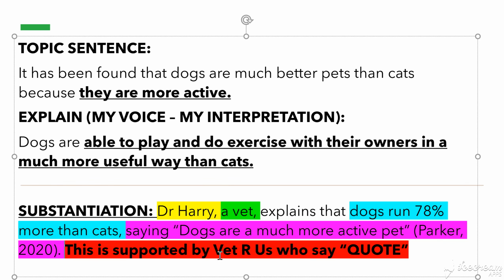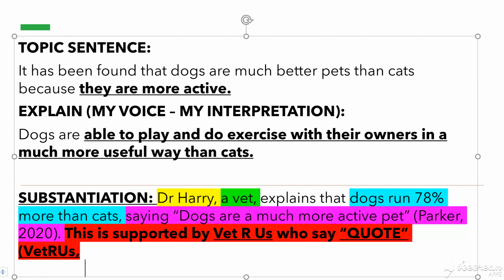So now I have a second resource, and I would have a quote from them, and I would have brackets with the website name and when I got the information from them, and now I'm starting to substantiate. And this is a really useful structure for your paragraphs so that you have your voice, but you also have your evidence.